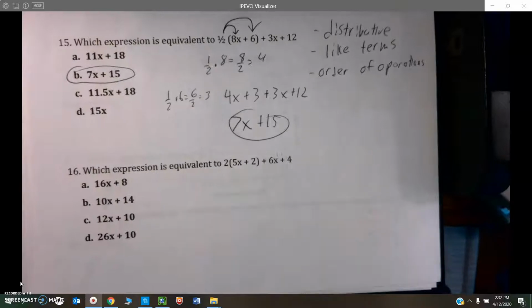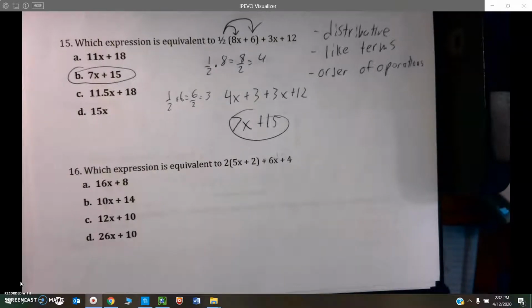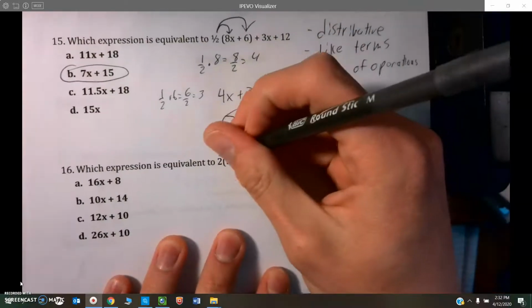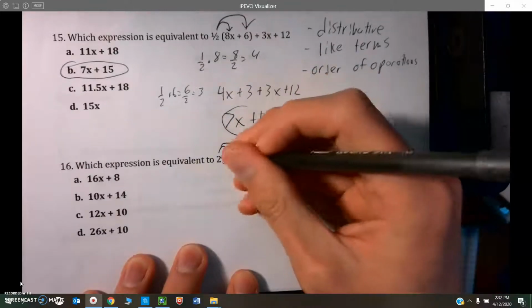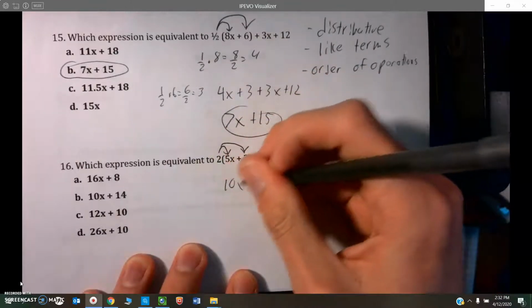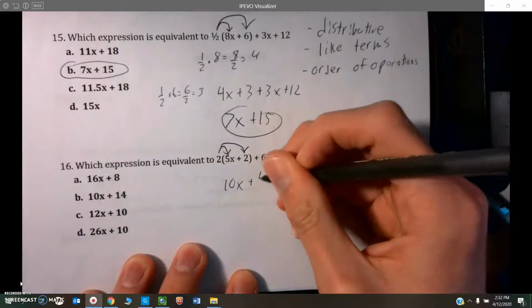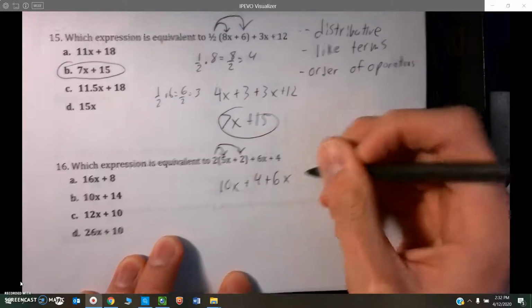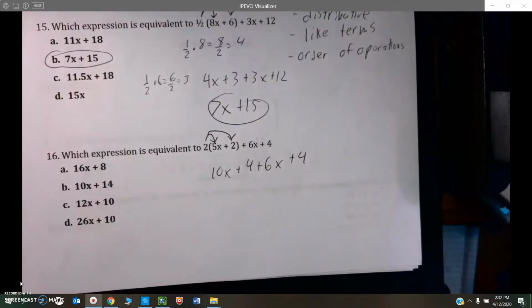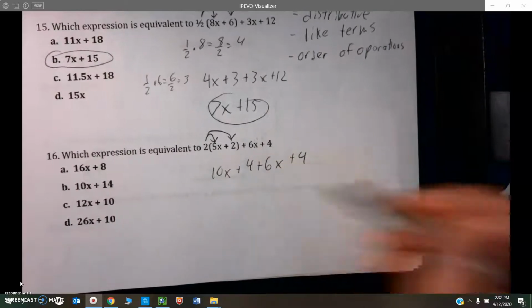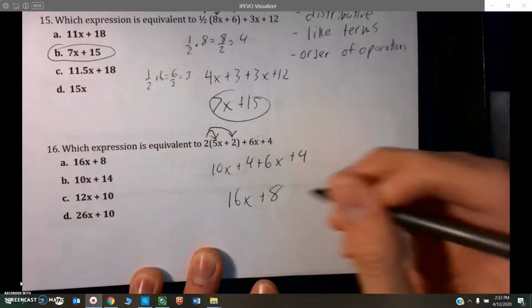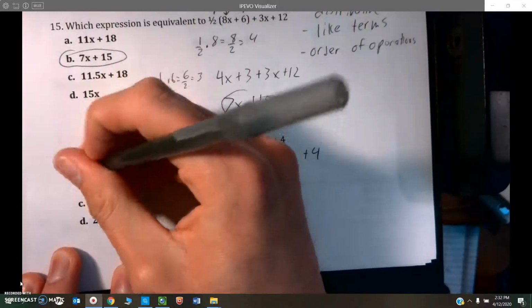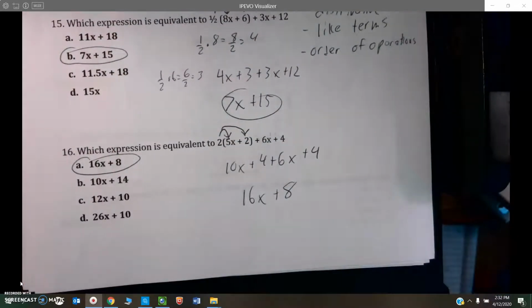Number 16, which expression is equivalent to 2 times 5x plus 2 plus 6x plus 4? So same process as before. I need to go ahead and multiply out to do my distributive property. 2 times 5x is 10x. 2 times 2 is 4. These other terms weren't in the parentheses, so they remain unchanged. Once again, I've got 2 terms with x's, so those can combine. Then I have 2 terms without x's, so those can combine. And A would be my answer there.